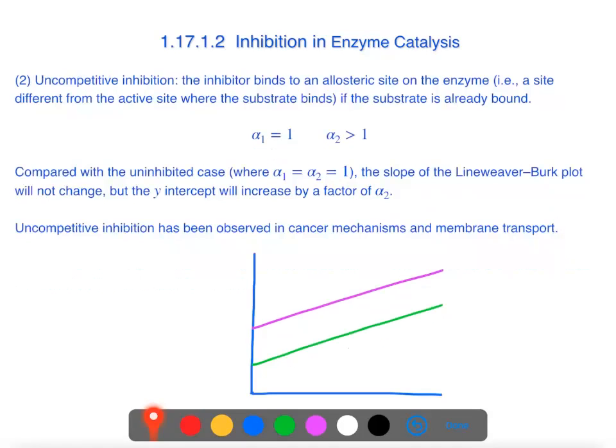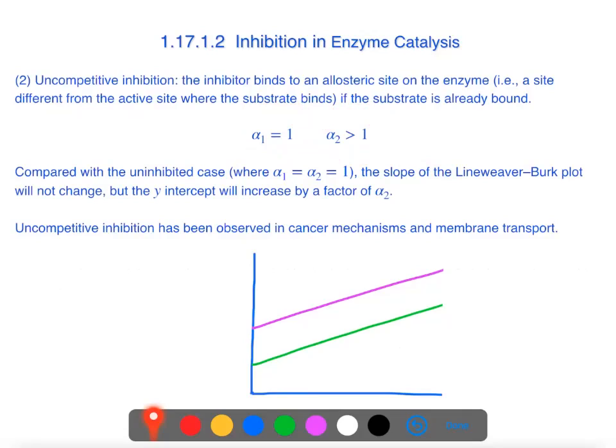A second type of inhibition is uncompetitive inhibition. In this type of inhibition, the inhibitor binds to an allosteric site on the enzyme if the substrate is already bound. An allosteric site is a site different from the active site where the substrate normally would bind. When we look at the Lineweaver-Burk plots for this type of inhibition, we observe a similar slope, that is, alpha 1 will be equal to 1, but alpha 2 is going to be greater than 1.